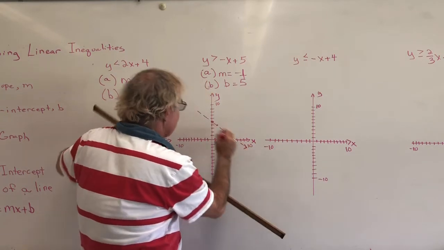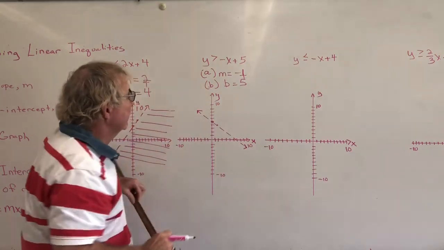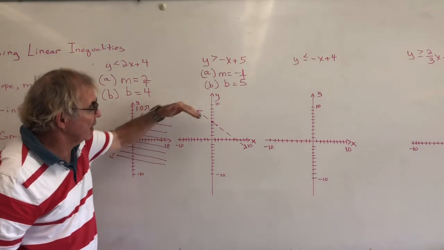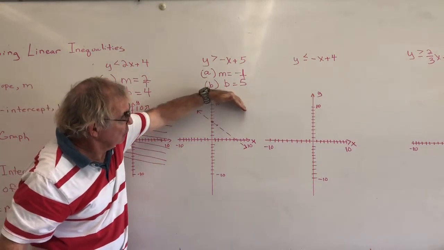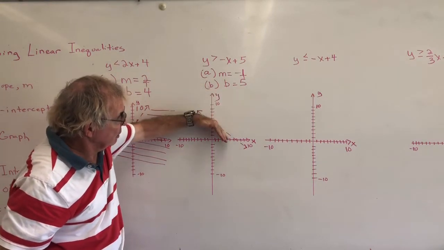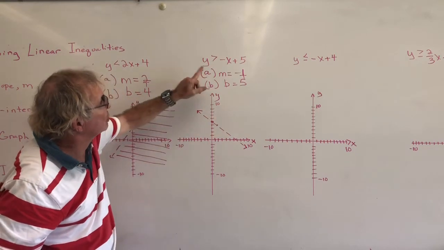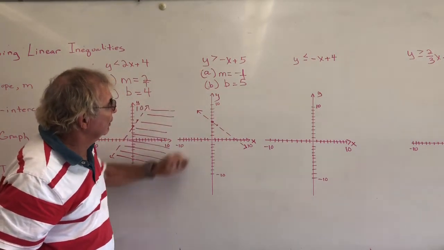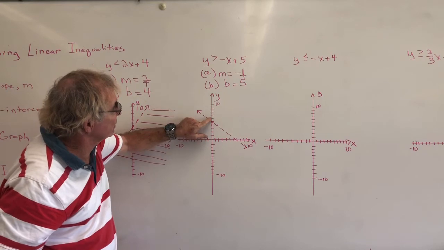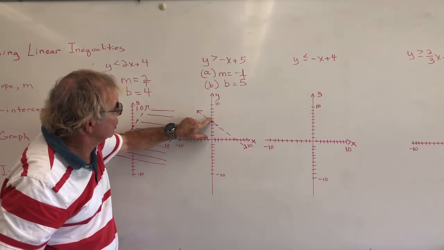Put your arrows on your line. And then you say, all right, now where do I shade? Over to the right or over to the left? Well, it says y is greater than. Well, if this is 5, where's y greater than 5? So you would shade above.